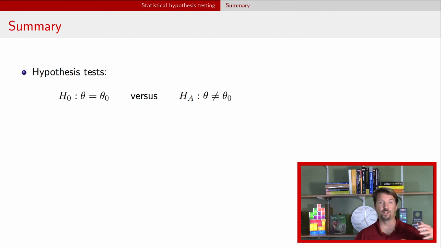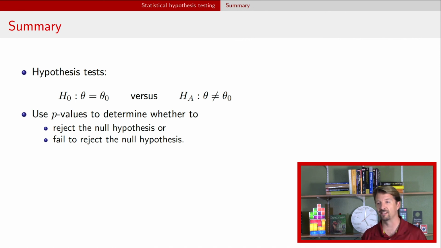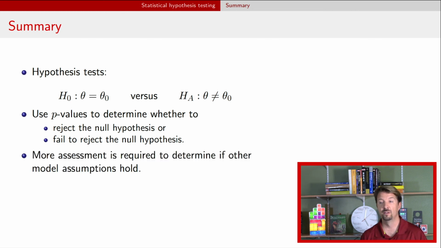All right, to wrap up, we talked about hypothesis tests. In particular, we talked about a null and alternative and making a decision, typically based on a p-value. Either we reject the null, which says your data are incompatible with the model, or you fail to reject, in which case you have insufficient evidence to say that they are incompatible.